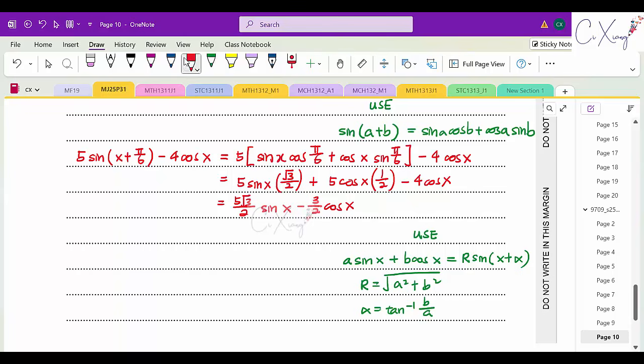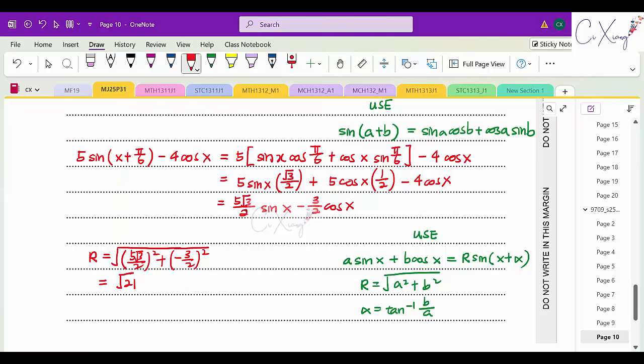Right, so to find the r, what's the value of the r again? So square root a square plus b square. So the a here will be 5 minus 3 over 2. So 5 minus 3 over 2 squared plus b square. So the b square is negative 3 over 2 squared. Okay, then when you simplify it, by right, you'll be having square root 21.